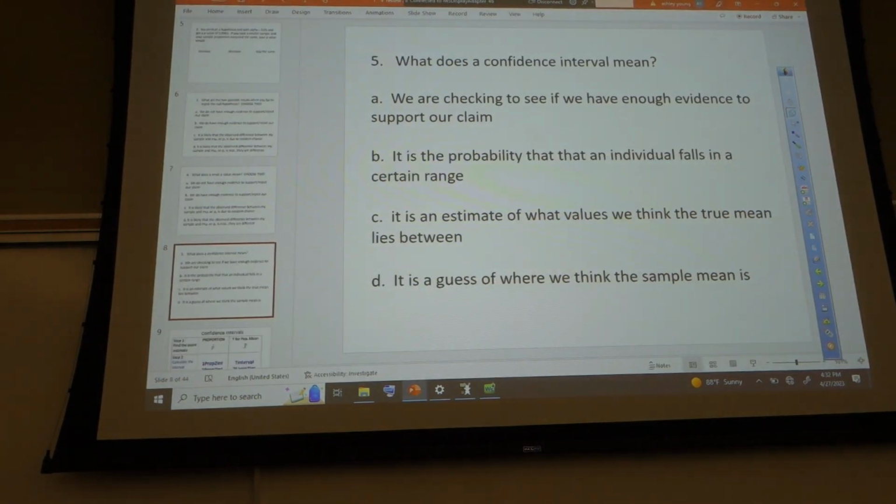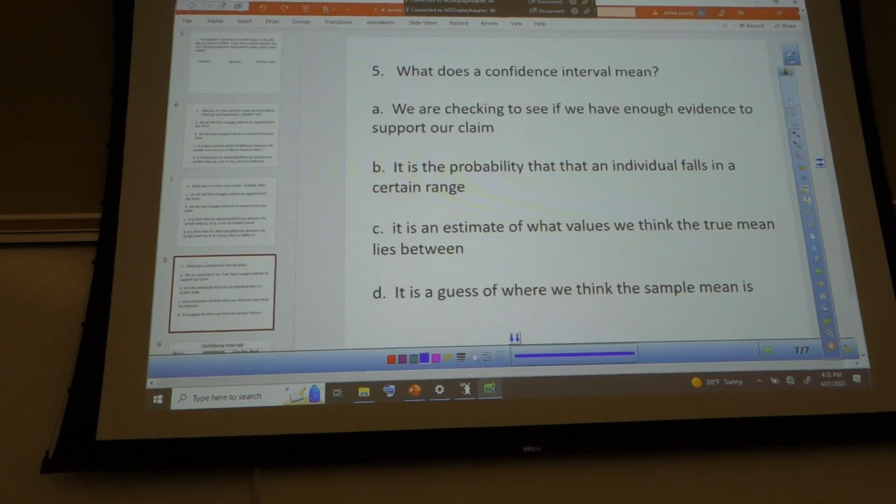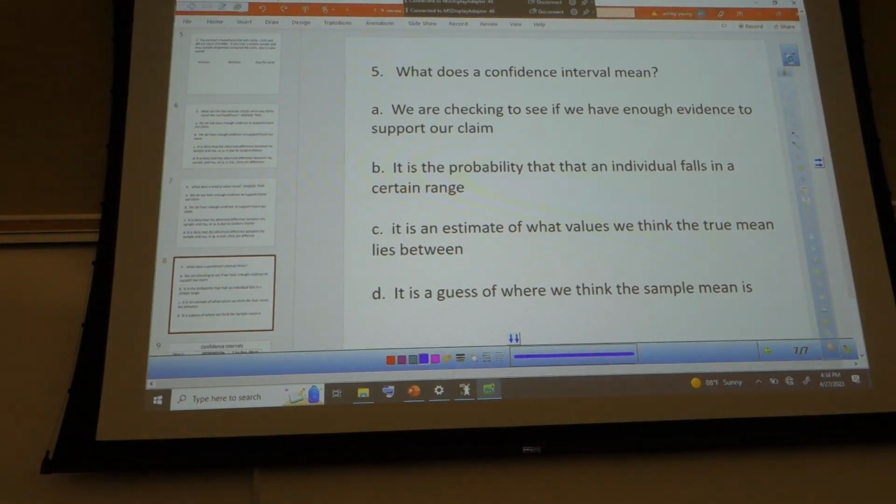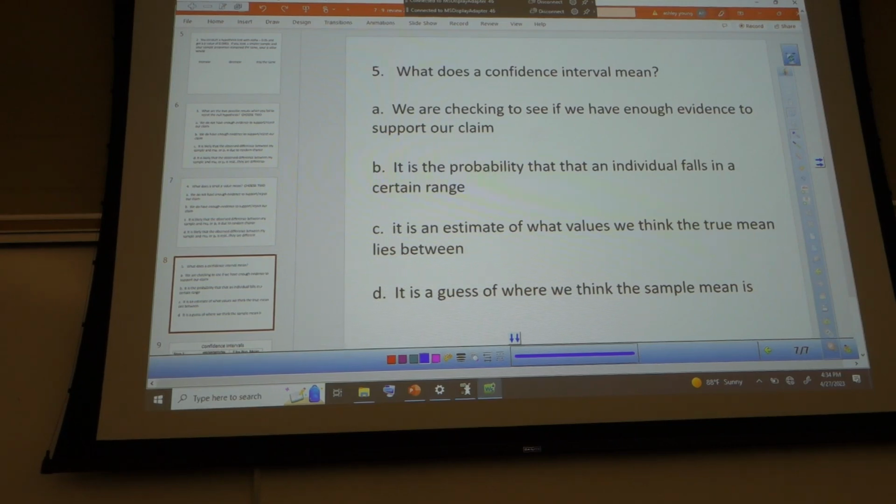What does a confidence interval mean? Okay, I'm going to give you folks 60 seconds to discuss this one. All right, so what does a confidence interval mean? The first one, we're checking to see if we have enough evidence to support our claim. Those are all hypothesis test words. That is not a confidence interval.